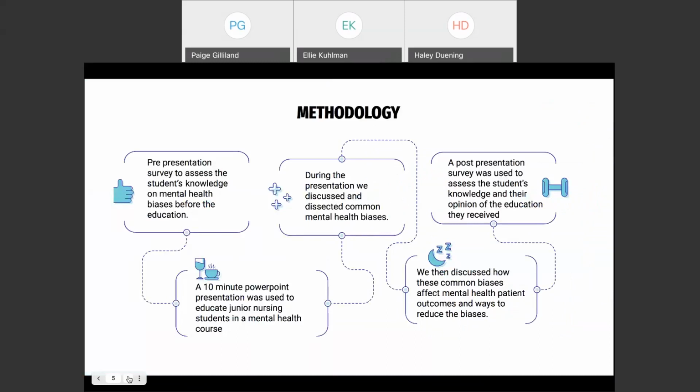We then gave a 10-minute PowerPoint presentation to educate the students on our topic. During the presentation, we discussed and dissected common mental health biases. We then described how these common biases affect mental health patient outcomes and interventions to reduce these biases. After our presentation, a post-survey was used to reassess the students' knowledge and their opinion of the education they received.